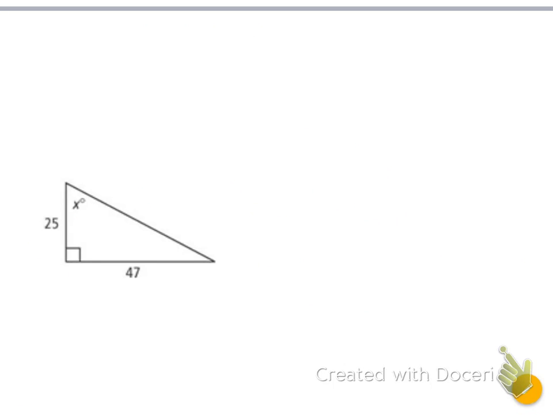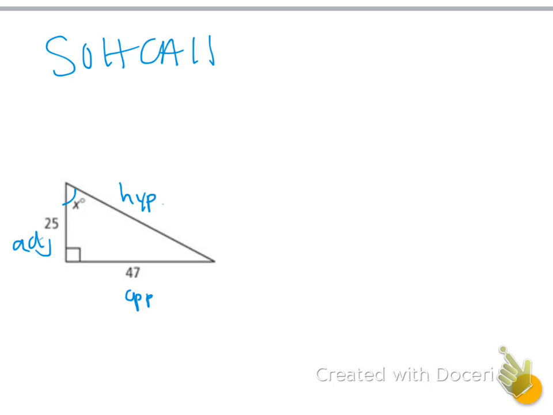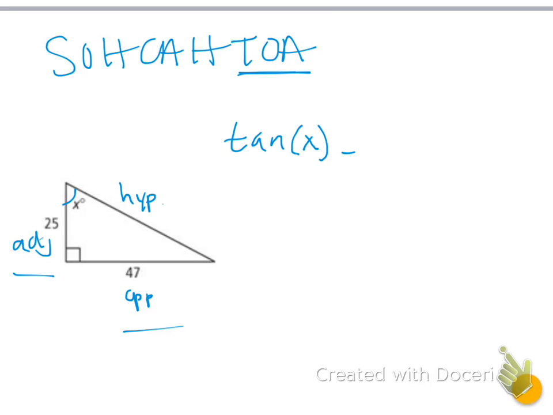Okay, this time we're trying to find this x here. If I label my sides, this is my opposite, my hypotenuse, and my adjacent. With SOHCAHTOA, I have information on my adjacent and opposite, so we're going to use tangent because we need O and A. Tangent of my angle, x, is equal to my opposite, 47, over my adjacent, 25. Okay, x is sitting inside tangent this time.